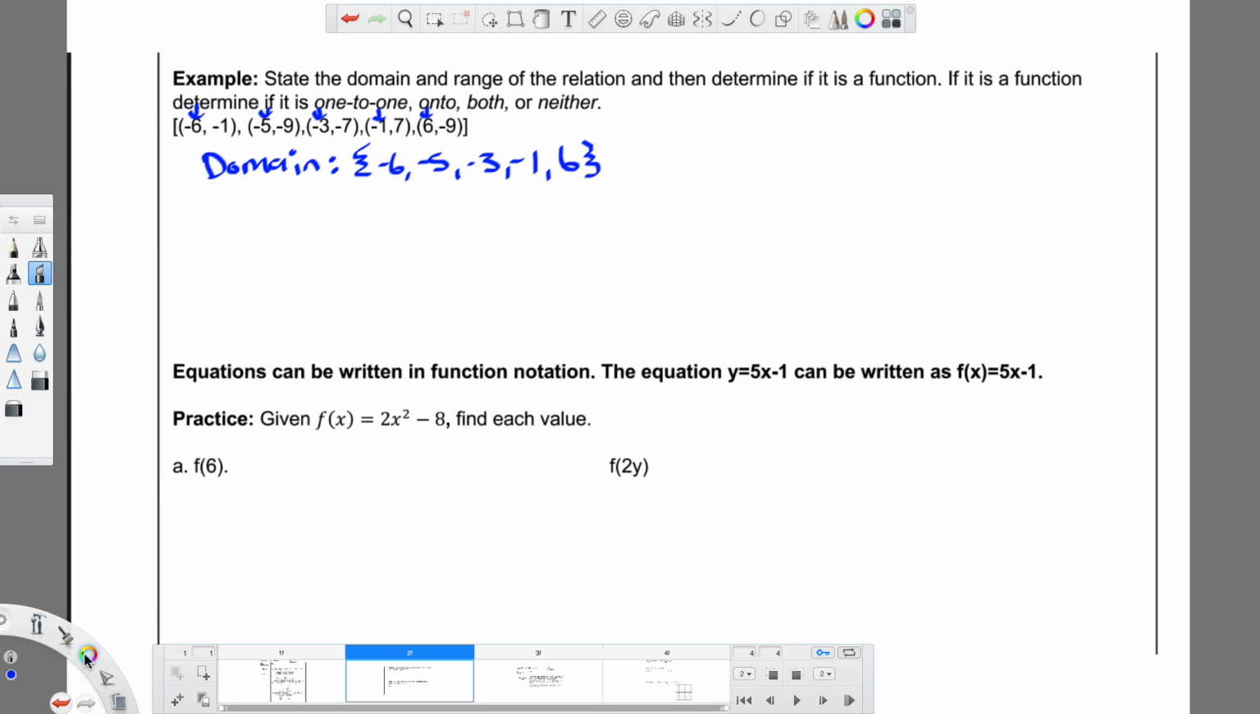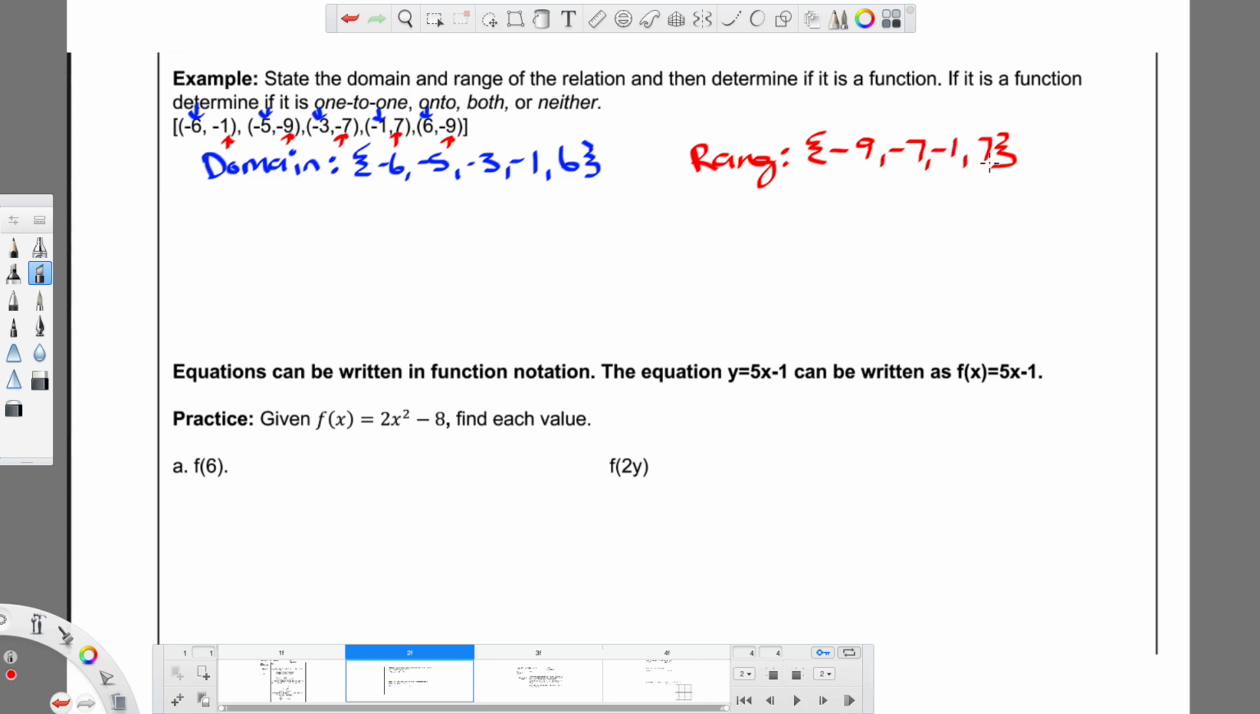Range, and I'm just going to switch my colors here, is same thing. You push that little button there. And it's the y values this time. So remember, domain is just another way to refer to the x values. Range is just another way to refer to the y values. So we have -1, -9. Oh, these aren't quite in order. I'm gonna scooch them around so they're in order. So -9 is smaller than -7, then -1, and then 7.